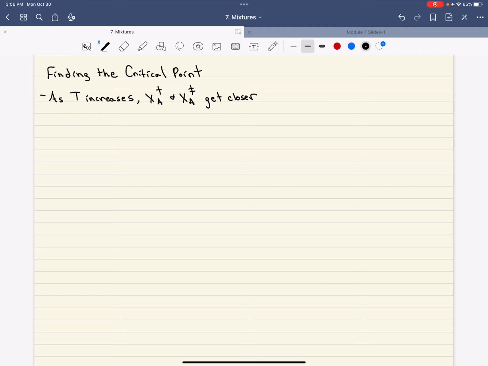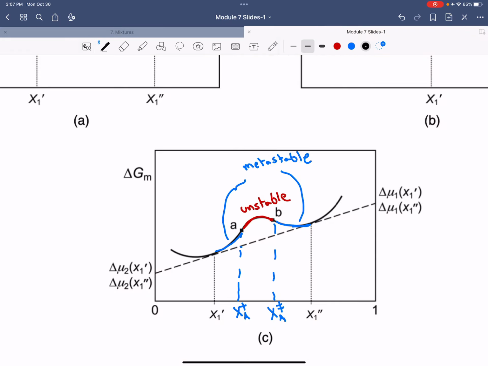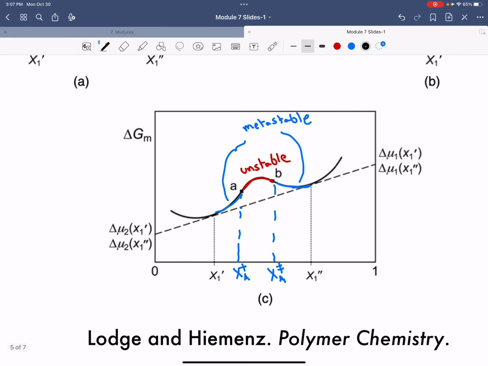Let's now talk about calculating the critical point of our phase diagrams. To find the binodal and the spinodal, we looked at curves of our delta G mixing. In particular for the spinodal, we found that the range it covers corresponds to the portion of the curve that is concave down, and that's bookended by this XA dagger and XA double dagger.